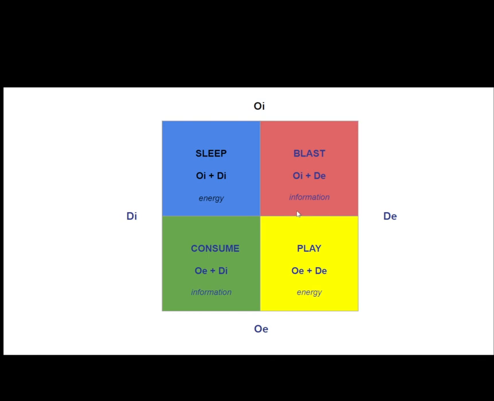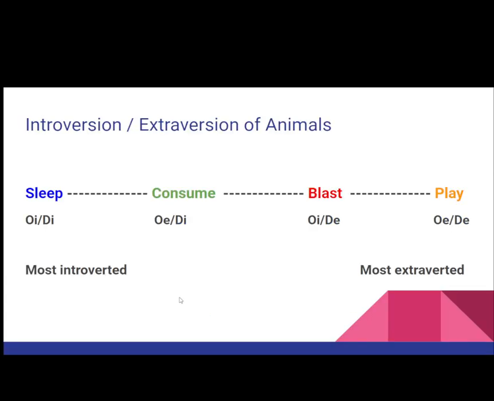Upper right here is blast. That's OI plus DE together. That's an information animal. And then opposite of blast is consume, OE plus DI, an information animal. So when you look at how introverted or extroverted these animals are, we can say that sleep is the most introverted animal because it's both of those introverted functions interacting together. Play is the most extroverted animal, both the extroverted functions together. Blast and consume are in the middle.